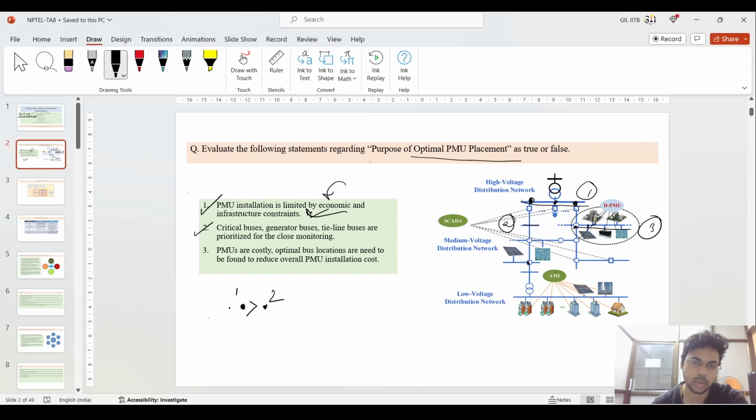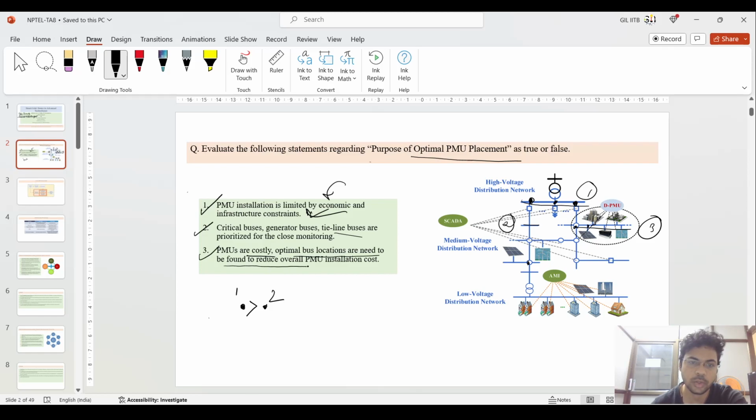because bus 1 has higher priority as compared to bus 2 in case of faulty situations. So the critical buses, the generator buses and the tie line buses, are prioritized for close monitoring.